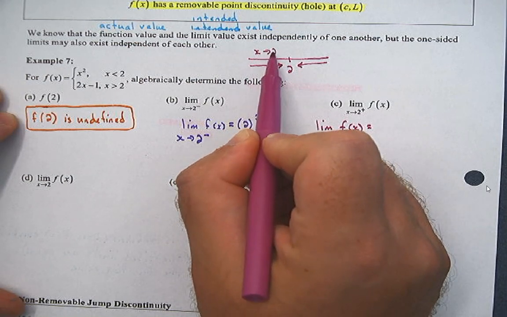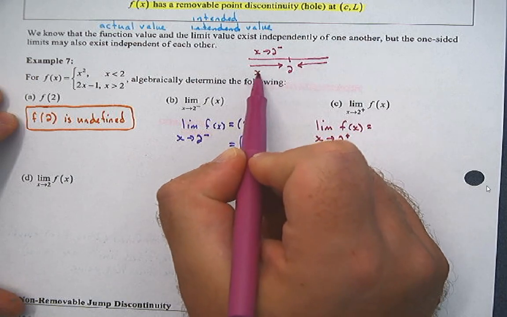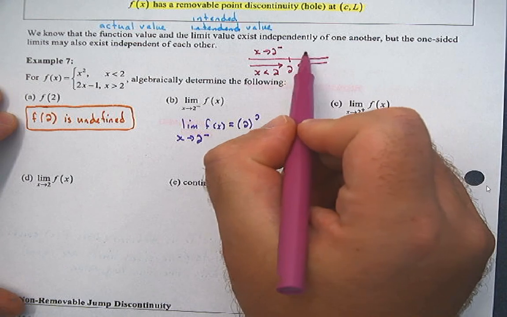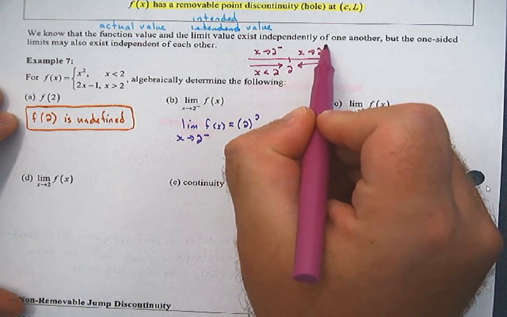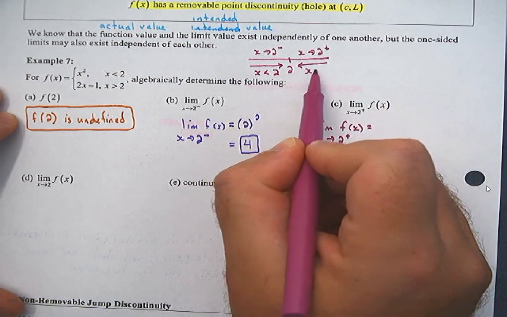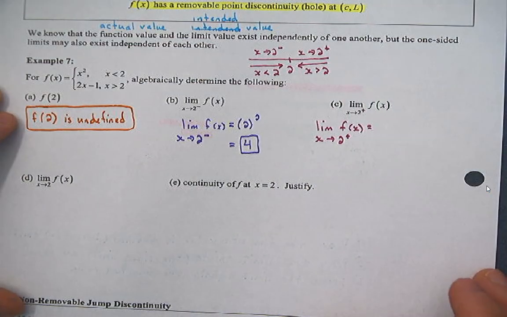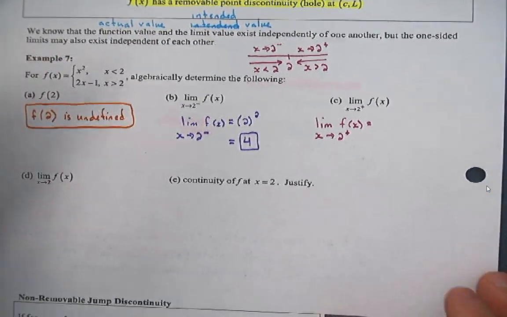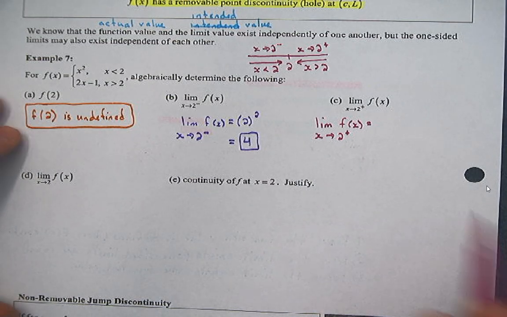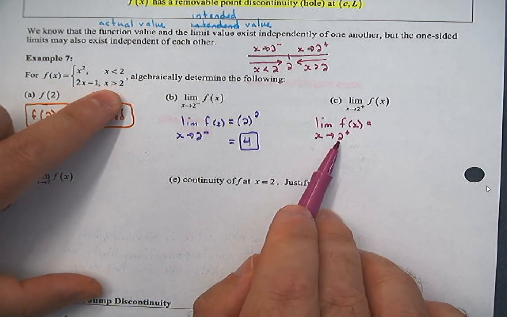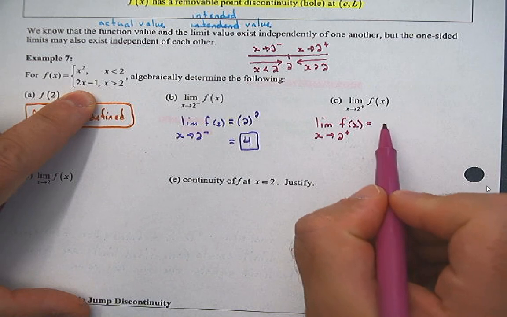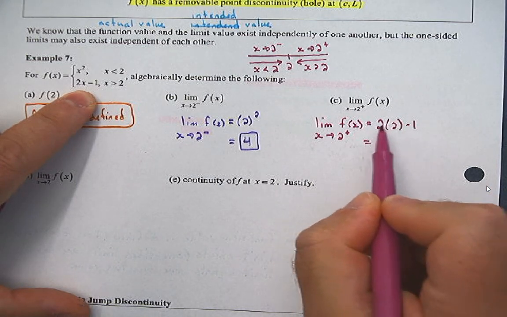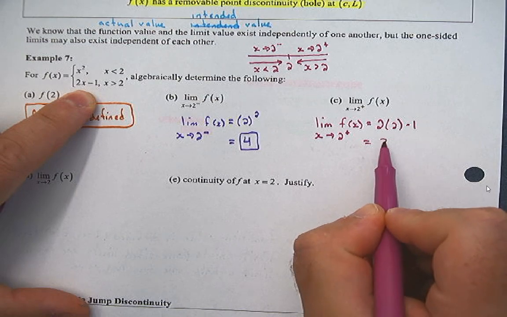X approaches 2 from the left. These are all x's that are less than 2. X approaches 2 from the right. These are all x's that are greater than 2. Does that make sense how I'm looking at this over here? I'm trying to decide which one comes in from which side of 2. So as I approach 2 from the right, I'm going to use this as my equation. So that would be 2 times 2 minus 1. I can direct substitute. 2 times 2 is 4. Take away 1 is 3.